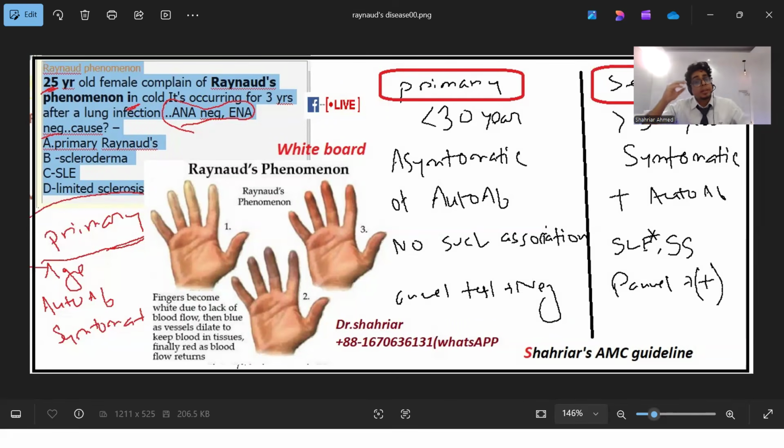In some cases primary, in some cases secondary. With secondary Raynaud's, everything will be changed: 35 years with SLE-like features with autoantibody positive. Then your answer would be high chances SLE. We have seen two types of questions from there. One is the primary one, and one with the SLE one. Please mention in the comment section if you are clear with Raynaud's phenomenon. I want you to take a picture of this one.